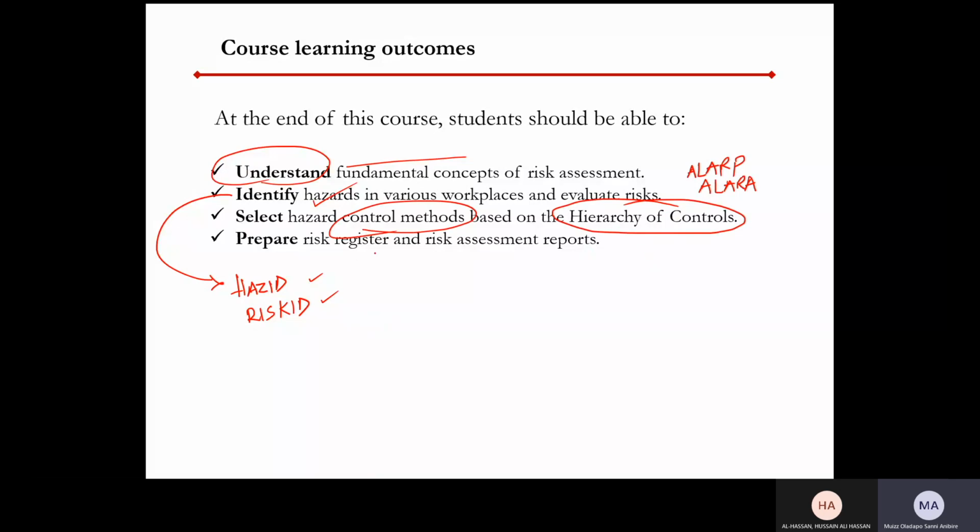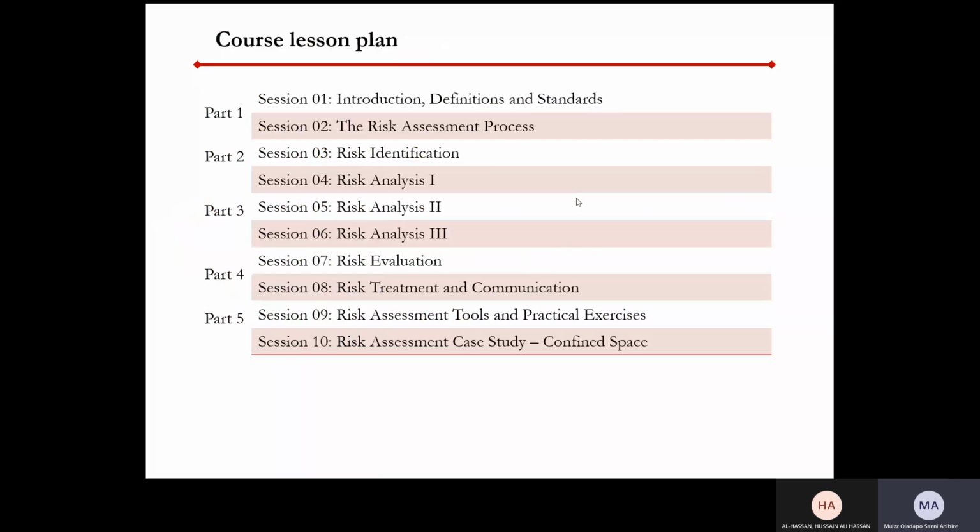Lastly, this course should also help you to prepare a risk register. A risk register is a document that contains all the risks. We're going to see an example of that, and it also contains the actions that have been taken on those risks. Also, you're going to see a risk assessment report, where you're going to do a team project, where you're going to prepare a risk assessment report and submit it as one of the requirements of this course. So basically, this is a brief lesson plan, all right?